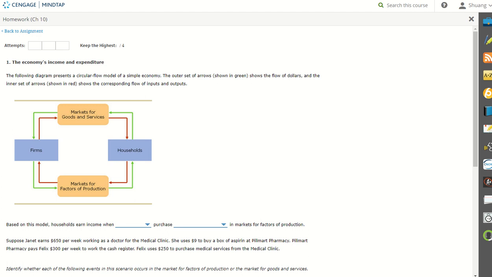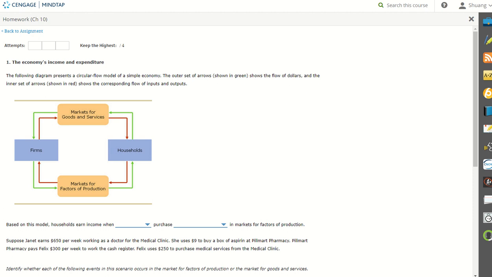It's a weird-looking, square-ish diagram, even though it's called a circular flow diagram, but it's basically a square. Okay. So let's see the question. The following diagram presents a circular flow model for a simple economy. The outer set of arrows, shown in green, shows the flow of dollars, and the inner set of arrows, shown in red, shows the corresponding flow of inputs and outputs.